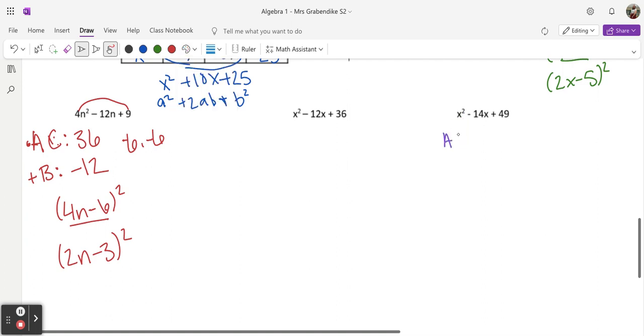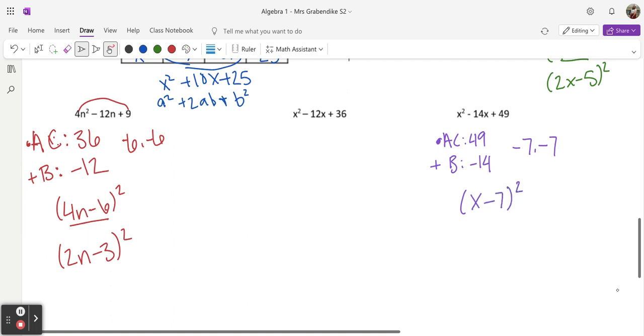So here my AC is 49 and my B is negative 14. So two numbers that multiply to 49 and add to negative 14 are negative 7 and negative 7. So I would just have (x minus 7) squared.